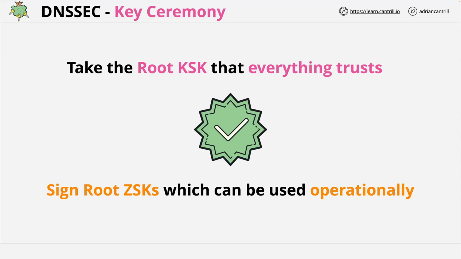And this all has to happen because we have nothing above the root key signing keys in DNS. They're a trust anchor. Nothing makes us trust them other than the trust itself, and this ceremony ensures that it's almost impossible to corrupt that trust.